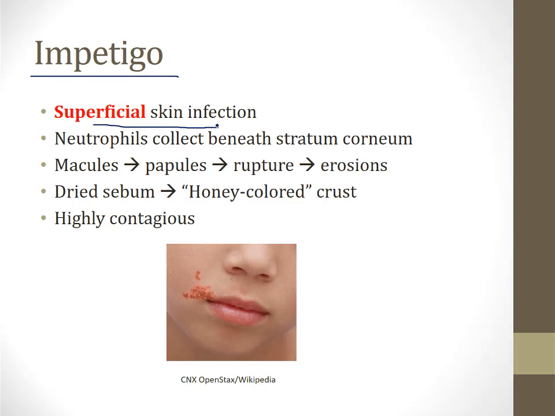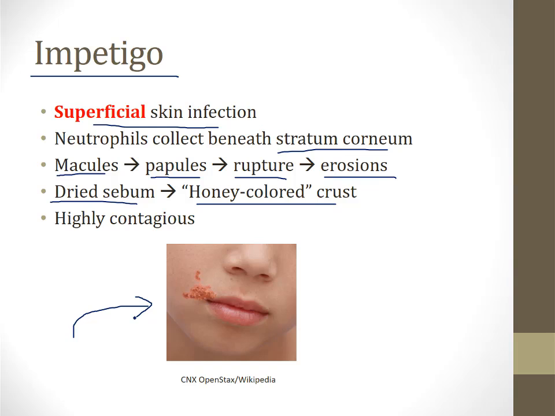infection. It involves the epidermis, and in impetigo, bacteria get into the epidermis and neutrophils collect beneath the stratum corneum layer of the epidermis. The neutrophils and the bacteria lead to the formation of macules and papules, which can rupture and cause erosions. In addition, the rupture can lead to dried sebum on the skin, and this creates the classic so-called honey-colored crust of impetigo. This is a picture of a child with impetigo on the screen here.